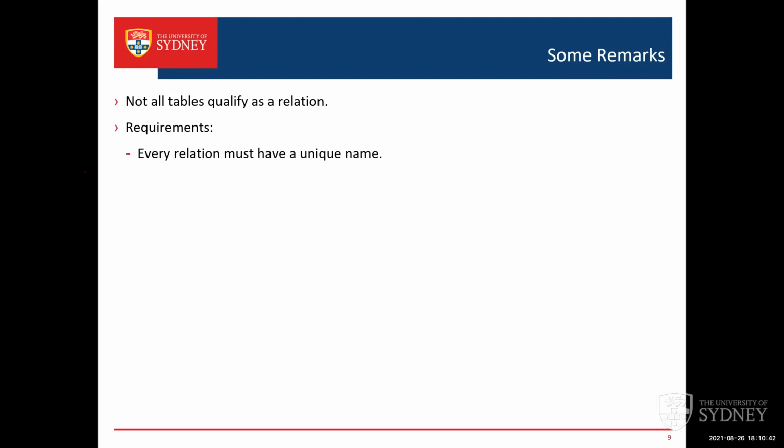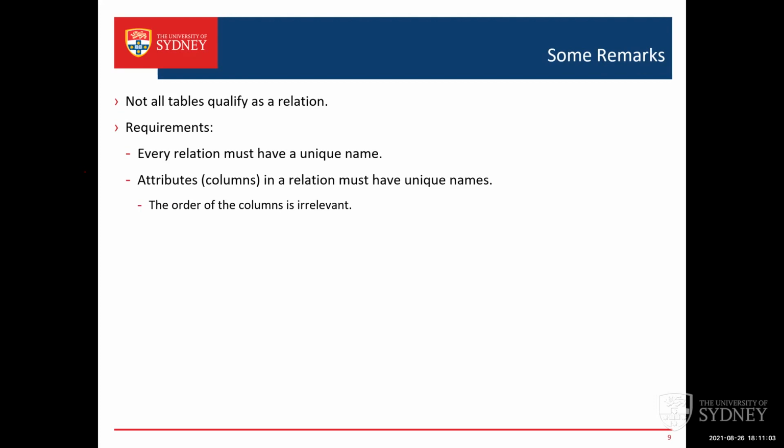What I was talking about is not all tables qualify as a relation. There are a few requirements. All relations must have a unique name, so no two tables can have the same name. That's understandable, right? If two tables have the same name, we will have difficulty referring to them. The attributes must be unique as well. The names must be unique for those attributes. That is also understandable. And the order is irrelevant. In any order, you can write those columns or attributes. That has no effect on our query.